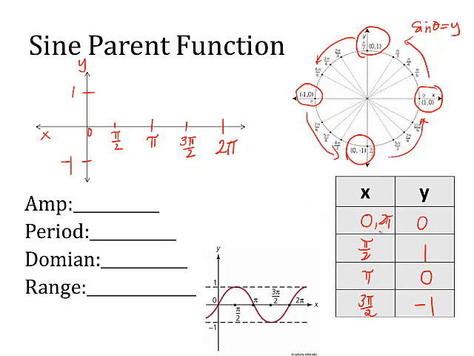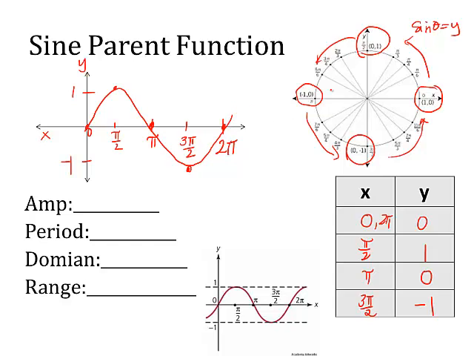So now we'll plot our points. At 0, the y value was 0. At pi over 2, the y value is 1. At pi, the y value is 0. 3 pi over 2, the y value is negative 1. And at 2 pi, it is 0. So if I connect my curve, it's a curve, by the way, not a straight line, it's a curve.